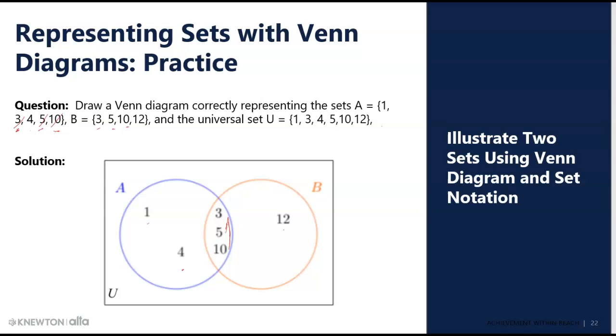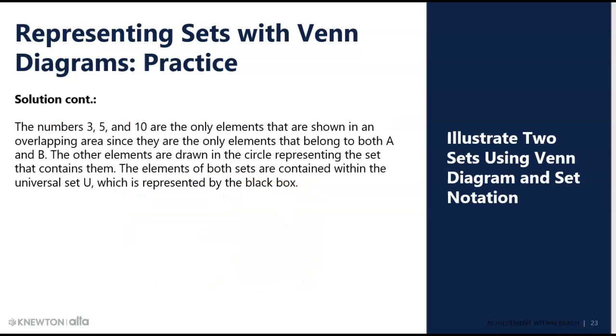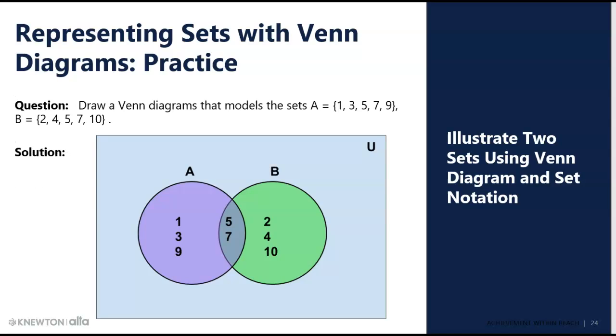And again, if my universal set had one more number, let's say it had a 15 in it, that 15 would have gotten written out here or down here, just somewhere outside of the 2 circles, but inside the rectangle. And this is telling you how they find 3, 5, and 10 first.